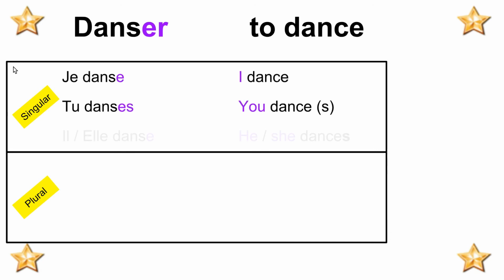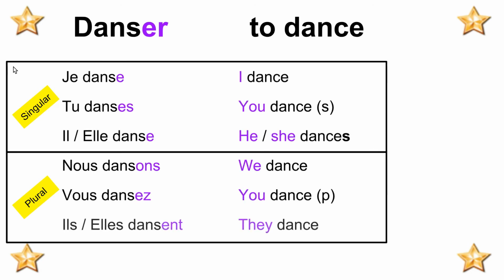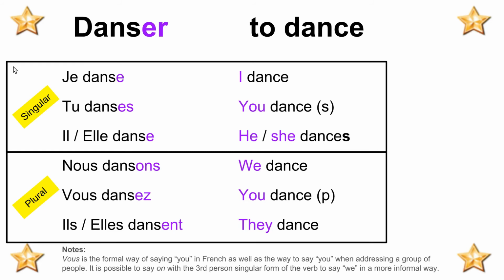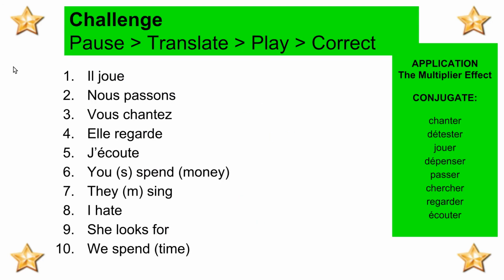Je danse, tu danses, il, elle danse. Nous dansons, vous dansez, ils, elles dansent. Remember the endings E, ES, E, ONS, EZ, ENT. And remember as well, the multiplier effect. Whatever you're doing to danser, you can do to these other 8 verbs as well, and they will conjugate in exactly the same way.